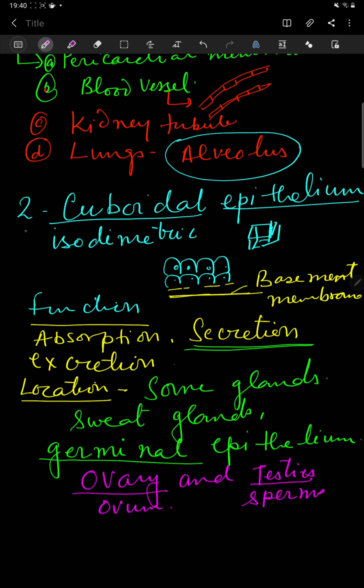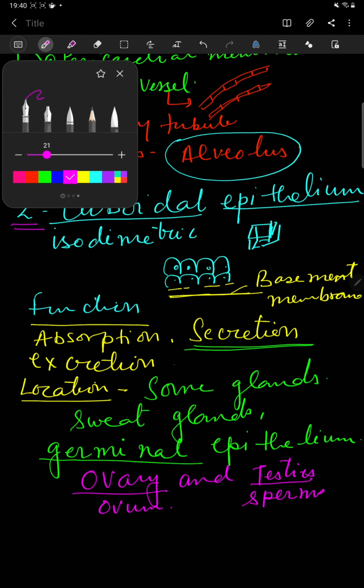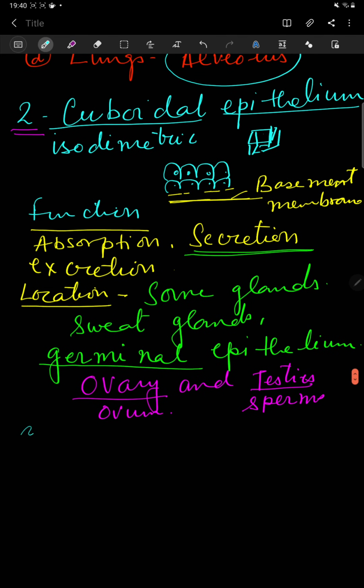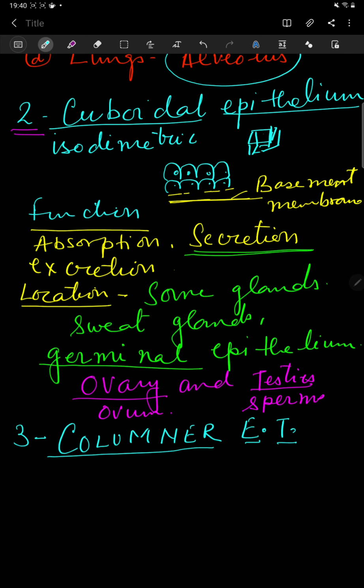Next epithelial tissue, we have completed the second one, and now I am going to teach you the third one. The third one is termed as columnar, columnar epithelium. As the term indicates, column-like means the length is too much and the width is less, like this. These are termed as the columnar epithelium.